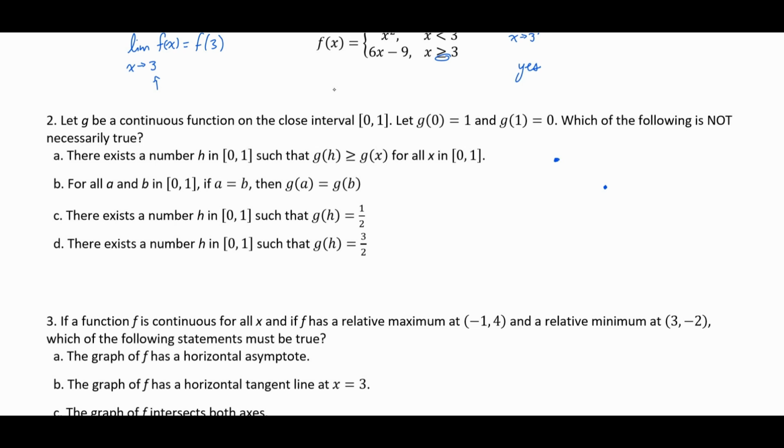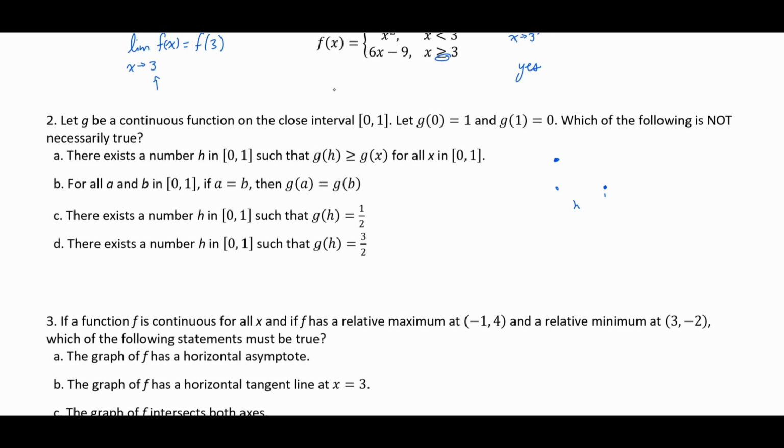There exists a number h in 0 to 1 such that g of h is greater than or equal to g of x for all x in 0 to 1. So for every possible value in 0 to 1, h is going to be in between 0 to 1. So here's 0, there's 1. And we're saying h is somewhere in between there, and that the function has to be greater than or equivalent to g of x at some point.